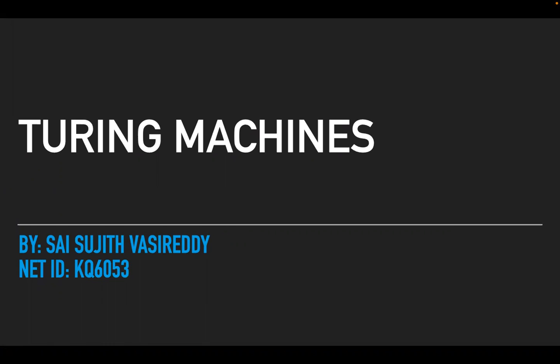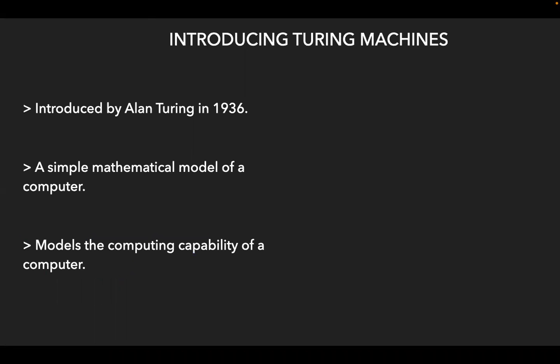A Turing machine is an accepting device which accepts the languages generated by type 0 grammars. It was invented in 1936 by Alan Turing. It is also a simple mathematical model of a computer, modeling the computing capability of a computer.